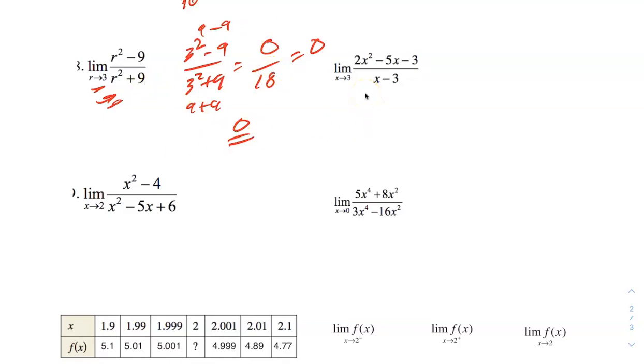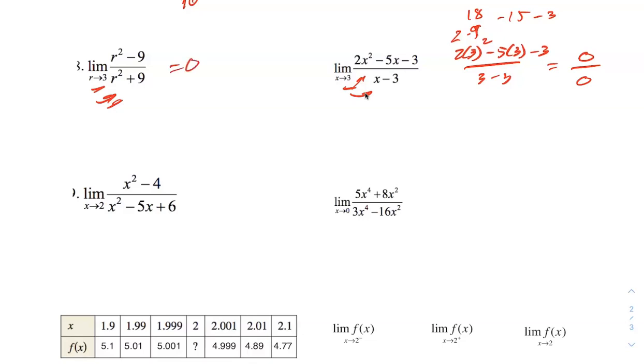Next one, plug in 3. And I get, let's see, 2 times 3 squared minus 5 times 3 minus 3 over 3 minus 3. So this is squared, 9 times 2 is 18, minus 15 minus 3. So I get 18 minus 18, that's a 0. So this one I get 0 over 0. So I've got to factor it. And that's a little tougher, there's a number in front. So let me erase, I need some space.